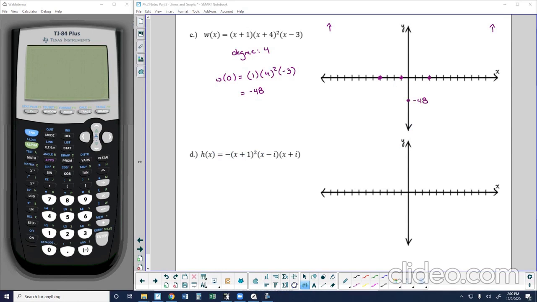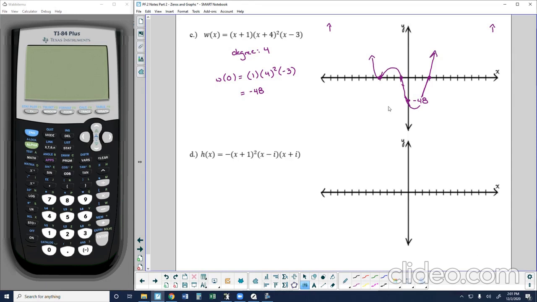Now I can sketch in my curve. Again, it's going to bounce off of negative 4. It needs to end up going up to the left. So I'm going to draw this curve in here. It's going to bounce off of negative 4. It's going to go up to the left. It's going to turn around. It's going to pass through negative 1. It's going to continue going down. It's going to pass through my y-intercept. It's going to turn back around. It's going to go up and pass through positive 3. It's going to finish going up to the right. So this is what our graph looks like.